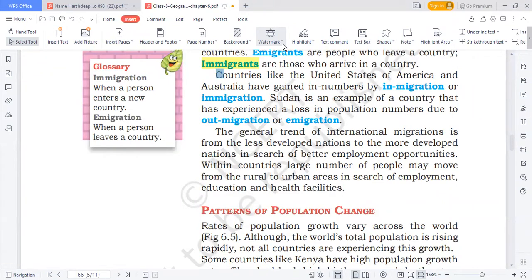Fourth, unemployment. If people do not have jobs, how can they earn? If they do not earn, how can they meet their basic necessities like food, shelter, and clothing? They will live below the poverty line. So such areas are left by the population, who move towards areas with more job opportunities. That's why the population is moving from rural towards urban areas. Clear?